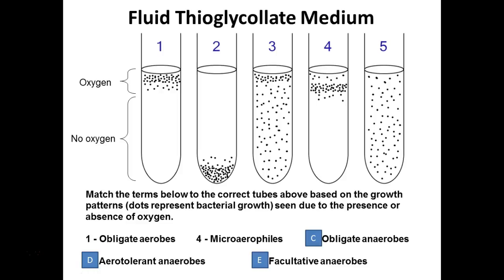What about our obligate anaerobes? Where would they grow? 2, right? At the bottom where there's no oxygen, right? Because they can't grow in the oxygen zone, it will kill them.